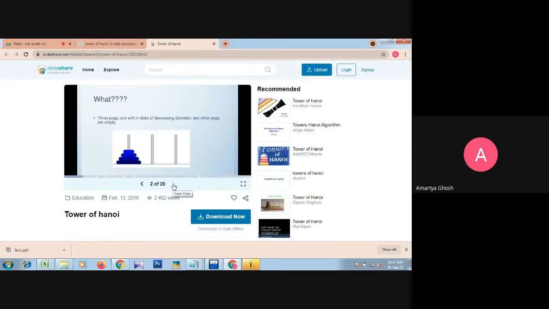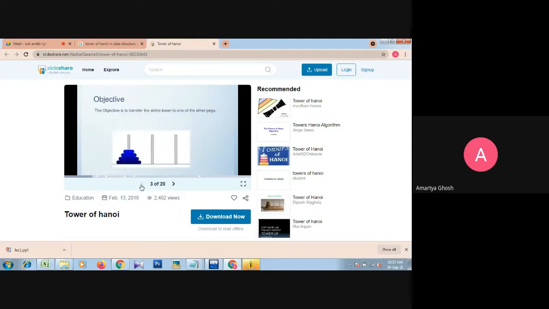First step, we have to shift this pyramid or this tower from this stand to another stand, maybe from stand A to stand B, or A to C. So now just check how it is performed. First we have to move this smaller one to either this empty stand or this empty stand. So just check.